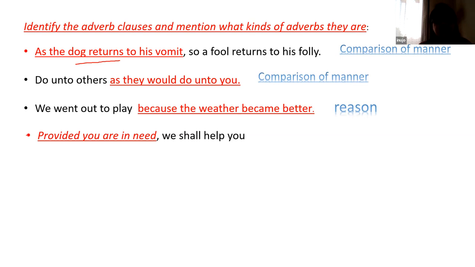Next one, provided you are in need, we shall help you. So provided you are in need, underlined one, that is your adverb clause, we shall help you. If you need something, we will help you. So it is a condition. If you need something, only then we will help you. If there is no condition, we would not help you. So hence this is adverb clause of condition.